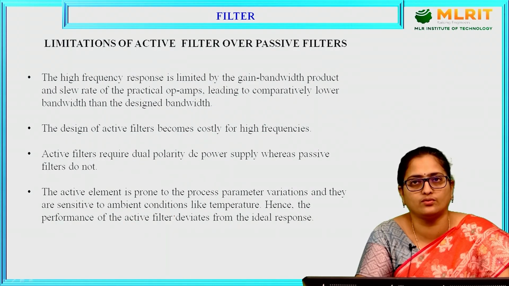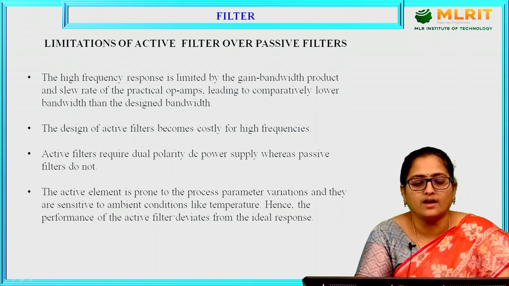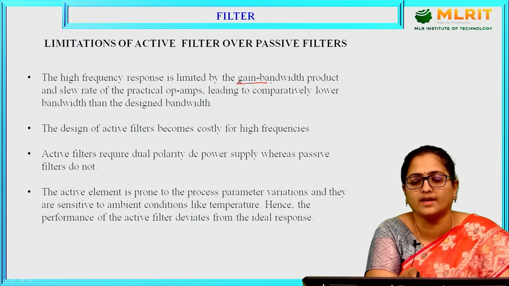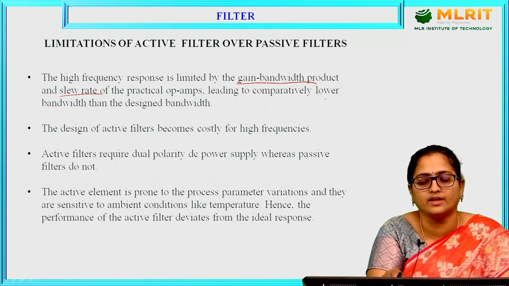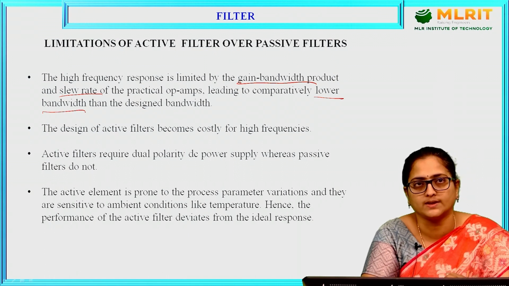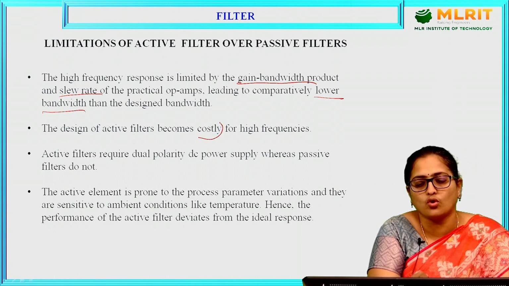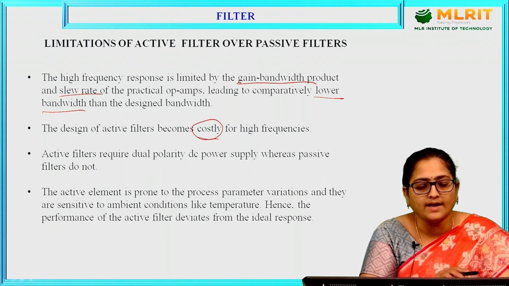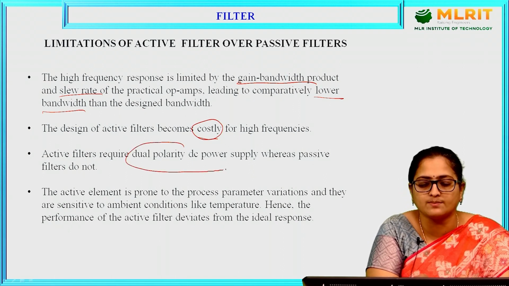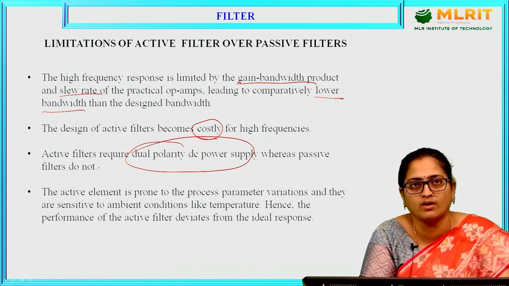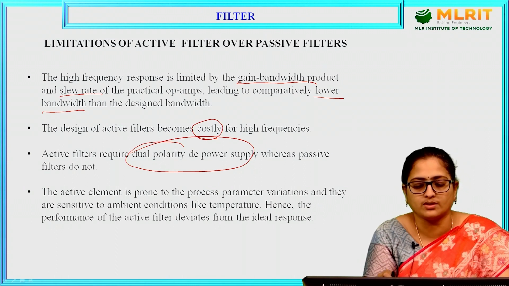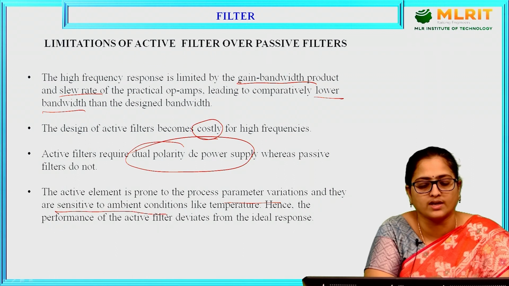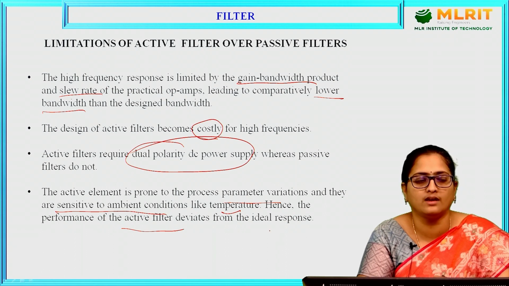Coming to the limitations of active filters over passive filters. The high frequency response is limited by the gain bandwidth product and the slew rate of a practical op-amp, which leads to lower bandwidths than desired. The design of active filters becomes costly for high frequencies. Active filters require a dual polarity DC power supply, whereas passive filters do not. An active element is prone to process parameter variation and is sensitive to conditions like temperature. Hence, the performance of active filters deviates from the ideal response.